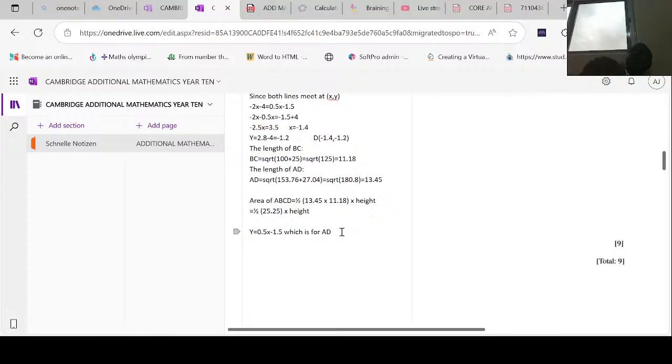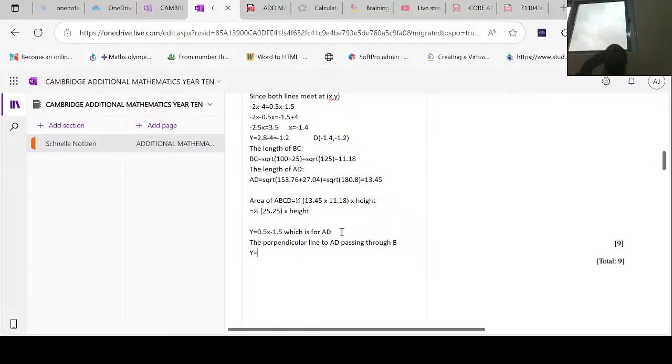So the perpendicular line to AD passing through B will be given by y is equal to, so the gradient of AD is 1/2. So that means the gradient of that one has to be negative 2x.